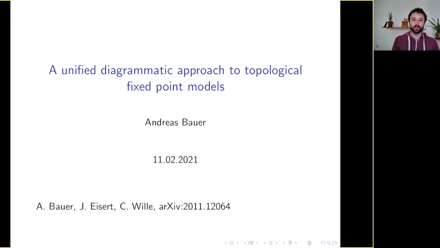And I'm not going to talk so much about describing realistic materials, but I'm going to talk about fixed point models, that is toy models with zero correlation length that can be used to classify phases of matter. The contents of the talk have some overlap with a paper of the same title that you can find on the arXiv together with Jens and Caro.